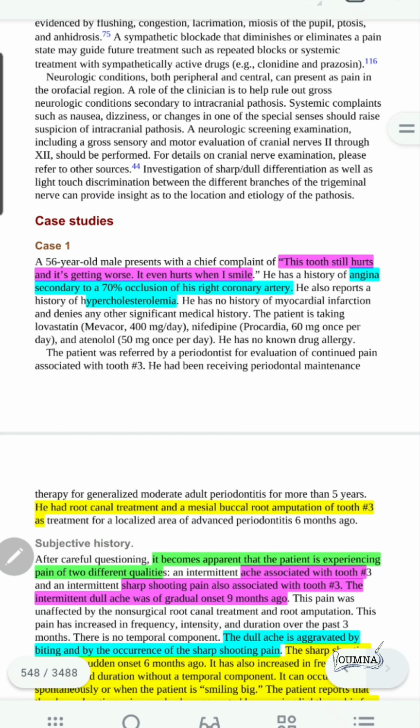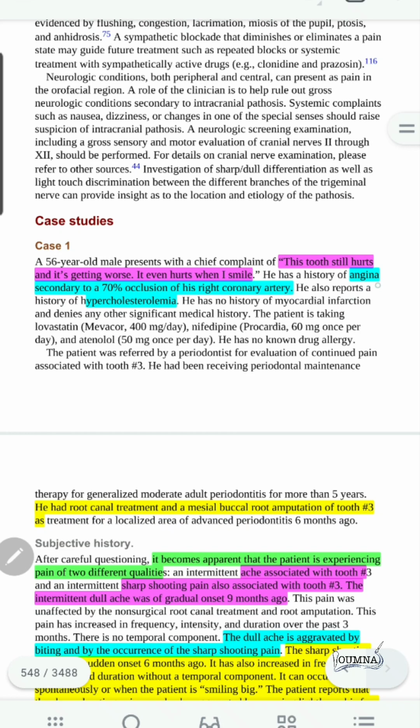Case 1. Let's be aware of all the details that we are going to say. The patient is 56 years old. The chief complaint is usually written in the patient's words. He's saying, "This tooth still hurts and it's getting worse. It even hurts when I smile."